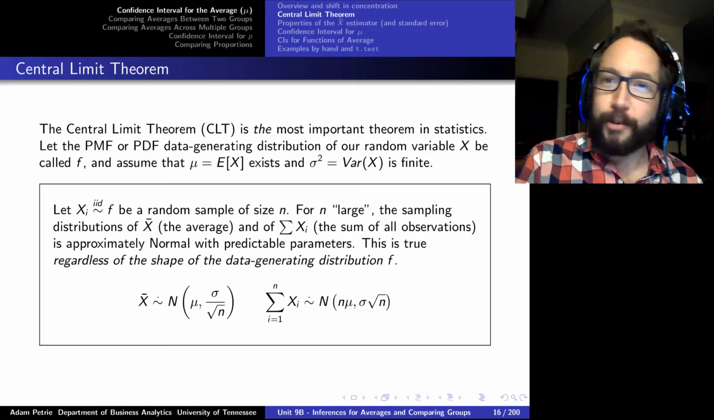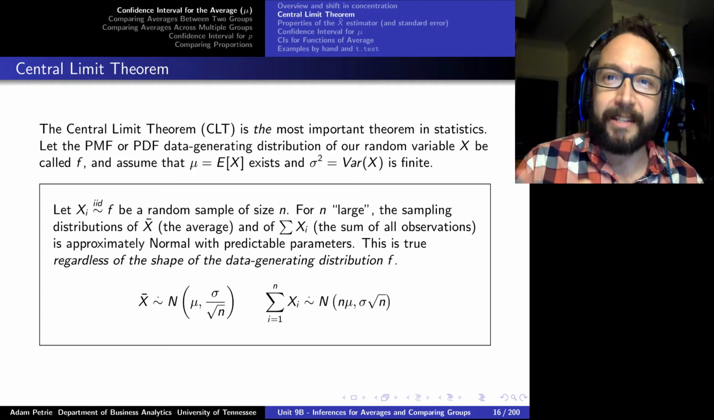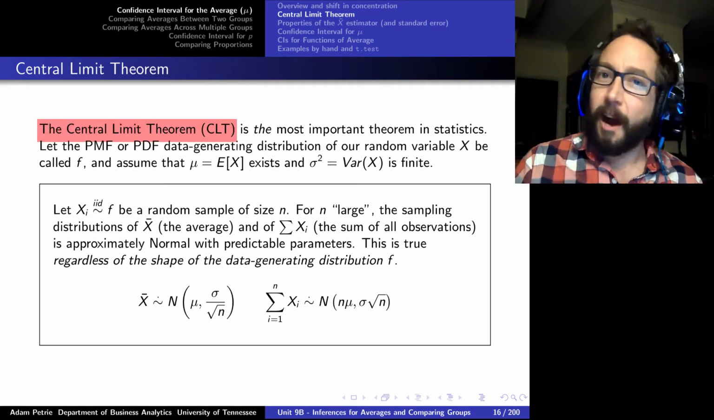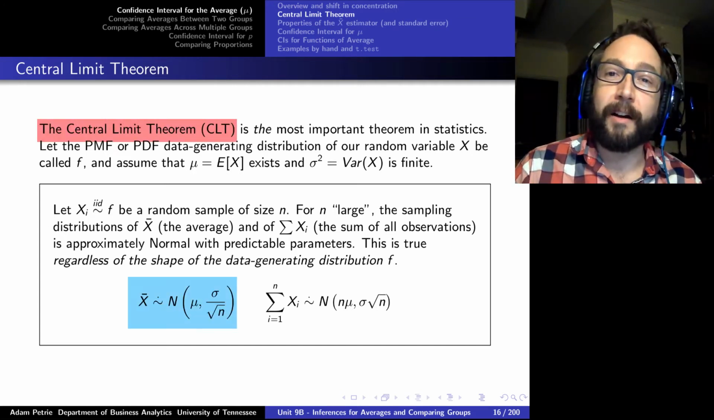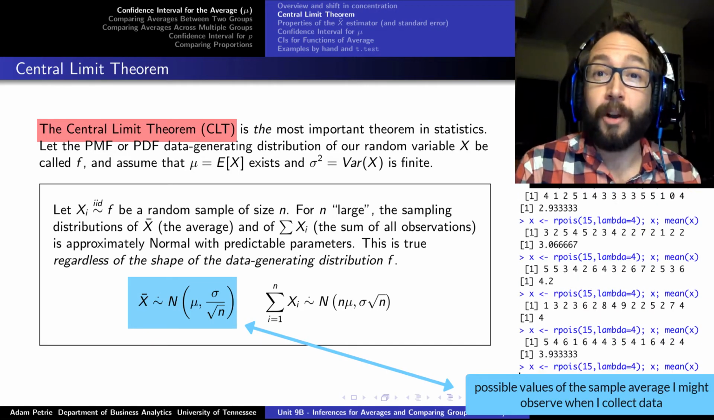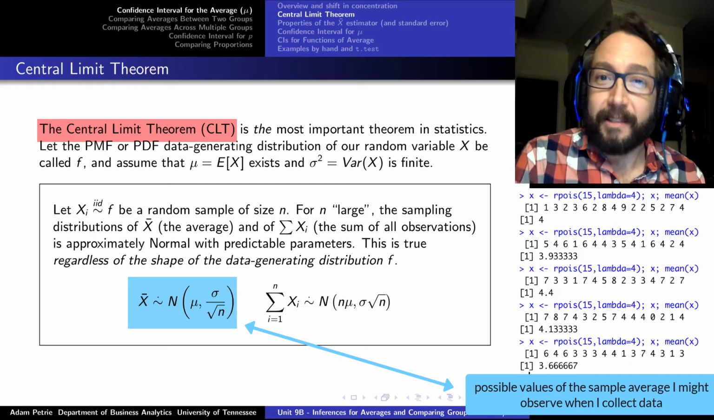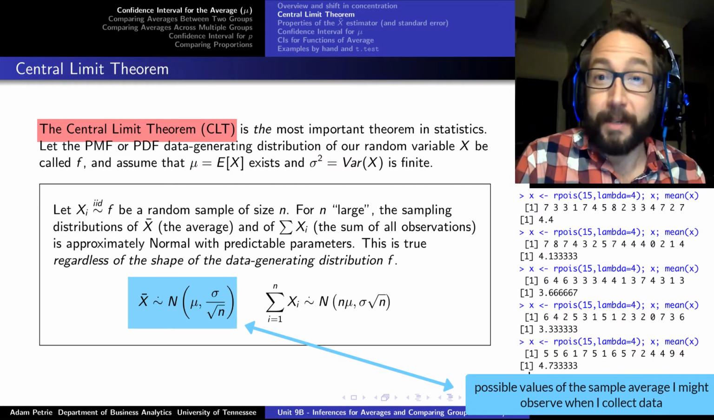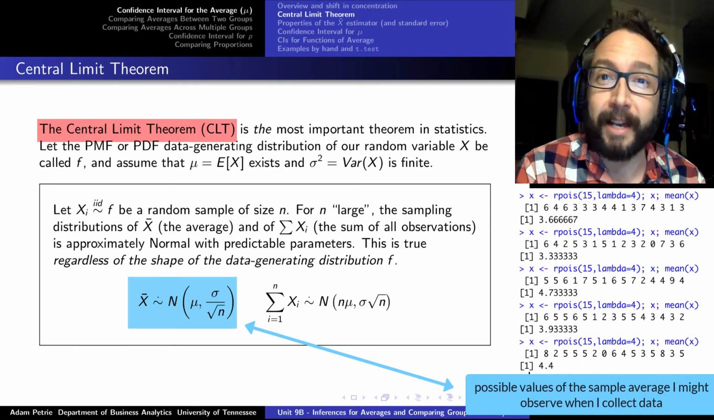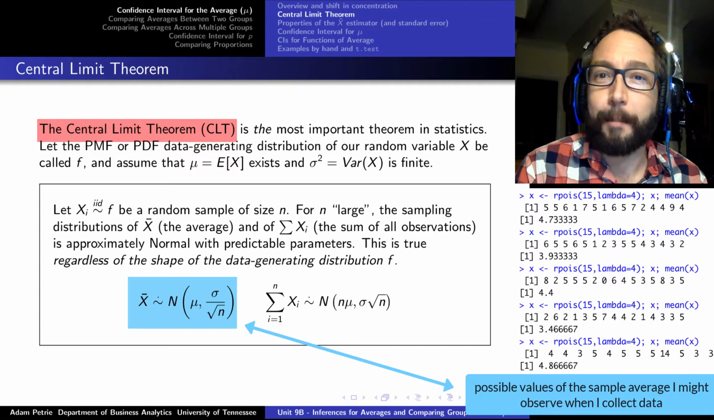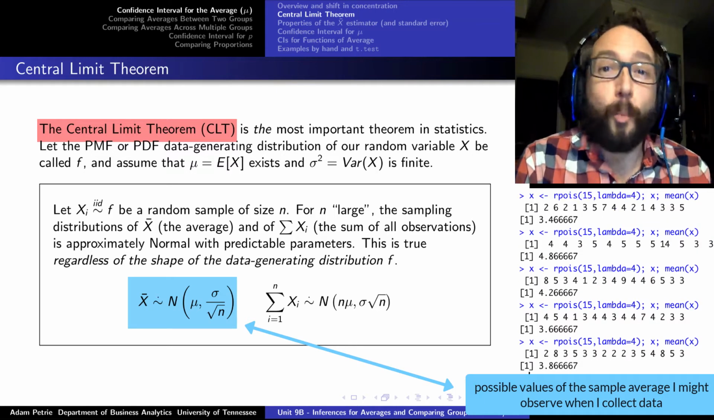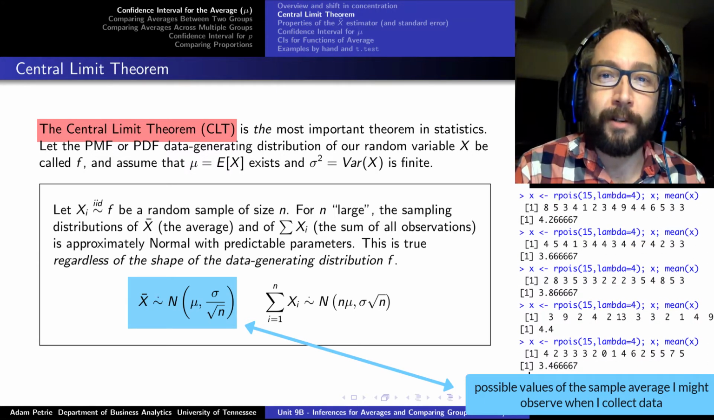And so, the most important theorem in all of statistics is this central limit theorem, and it's a comment about the sampling distribution of the sample average that I might measure when I go and collect data. The sample average will, of course, depend on what particular set of sample values I happen to collect. The possible values for the sample average that I might measure is actually well described by a normal distribution with predictable parameters.